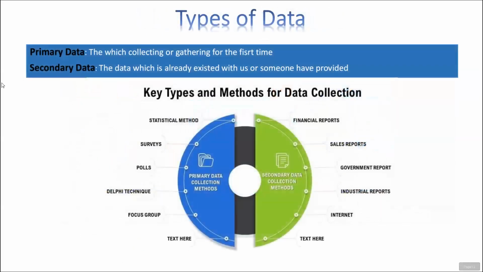And then types of data. We have two types of data, where primary data and secondary data come into the picture. Primary data is the data which is collected or gathered for the first time, right? Secondary data means the data which already exists with us or someone has provided, so we don't need to extract it again.